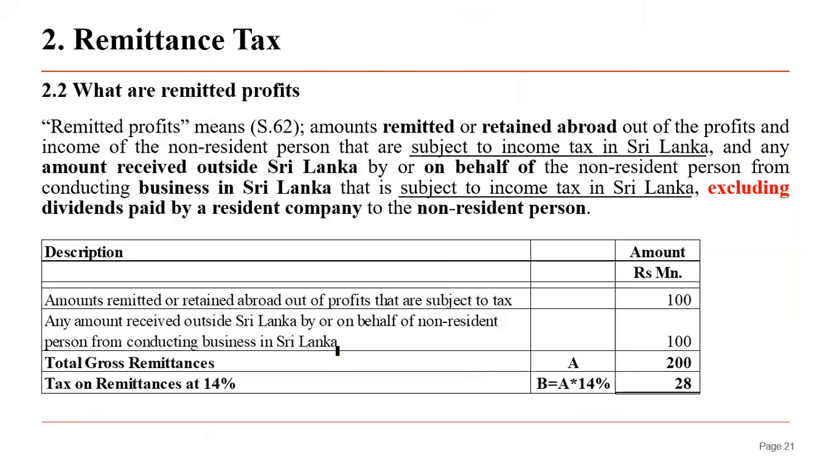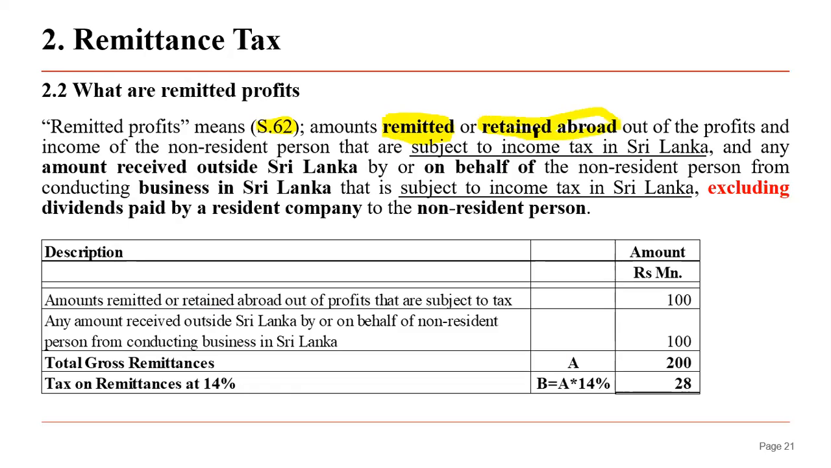Then here, what is the remitted profit? Basically, remitted profit, you can refer to section 62, where this definition is given: remitted or retained abroad. There may be a mode of remittance. Whatever income they earn here and are going to remit is the sending part. And also the part retained abroad.